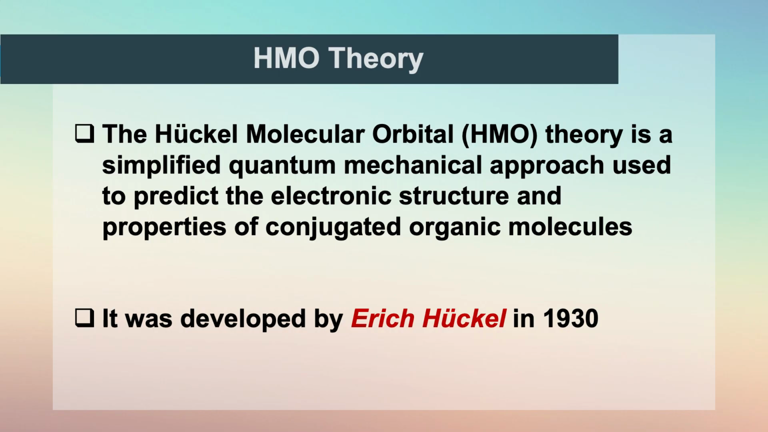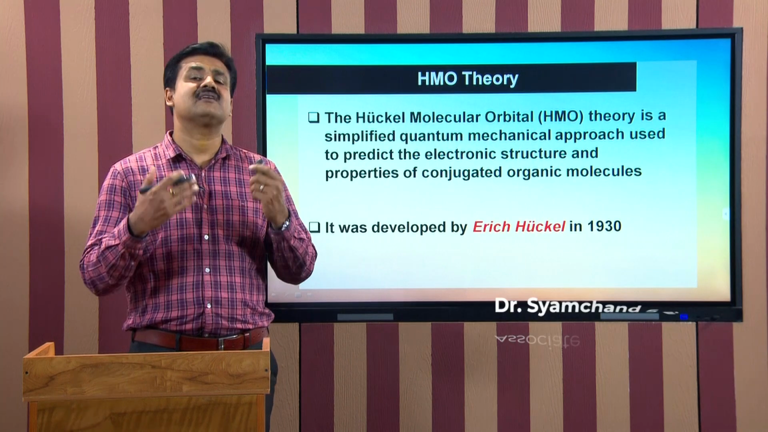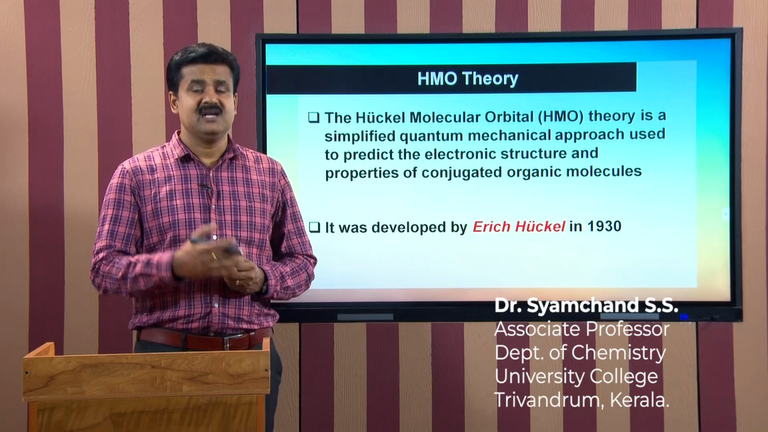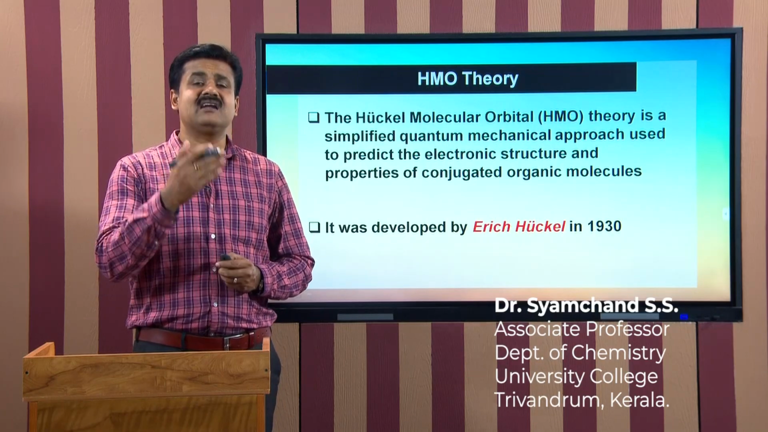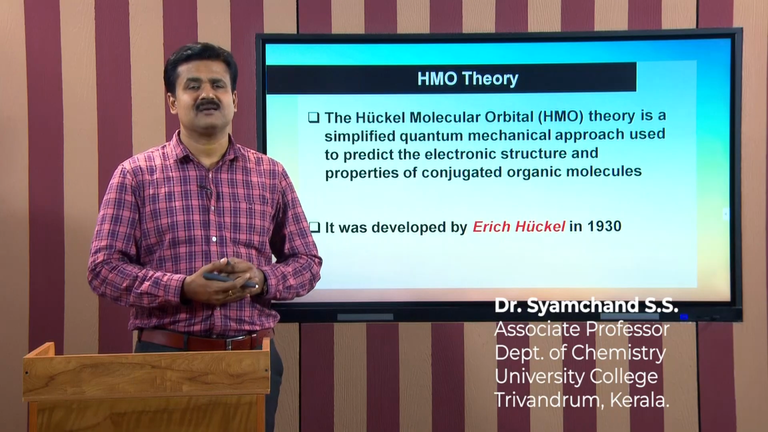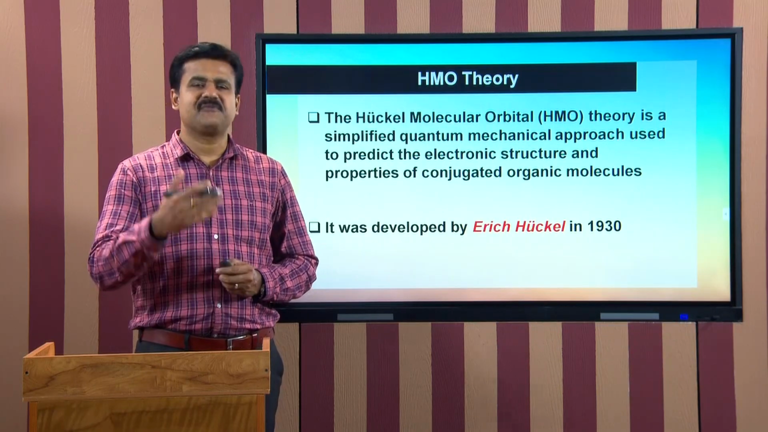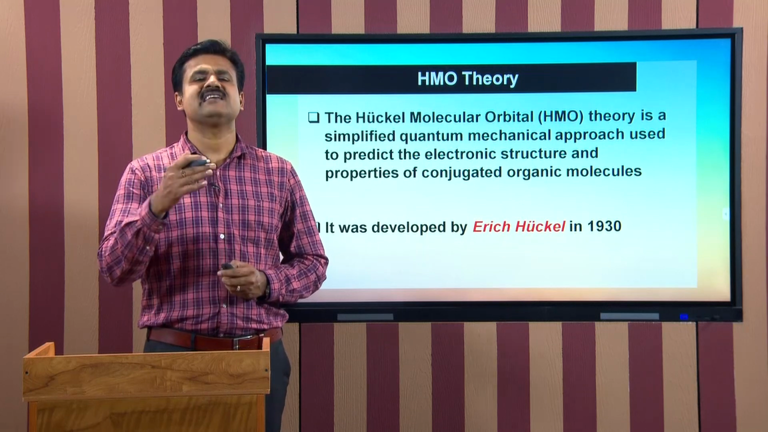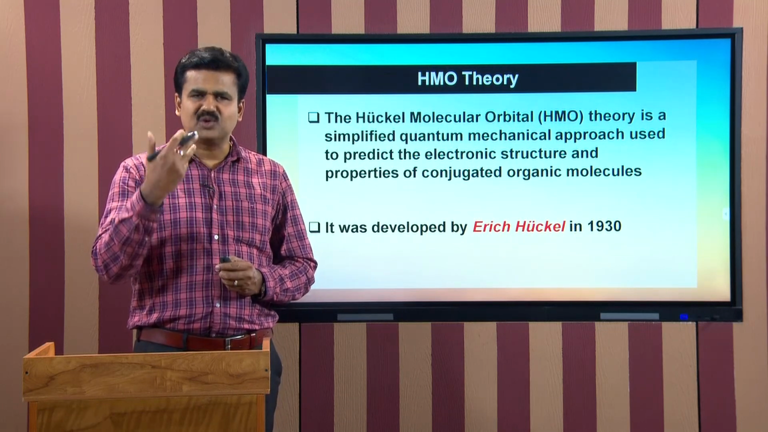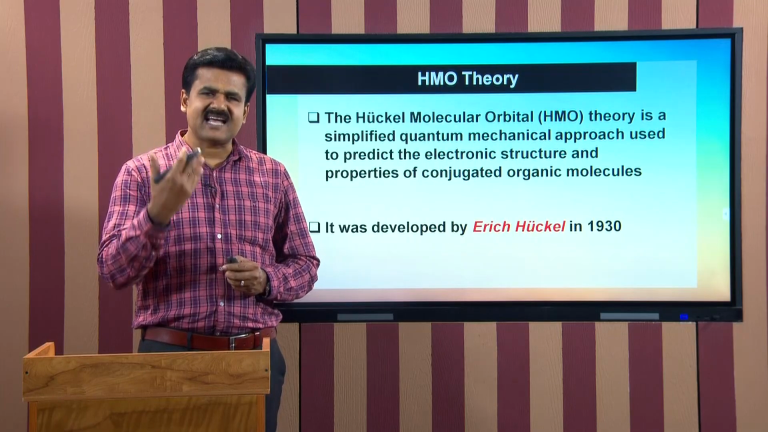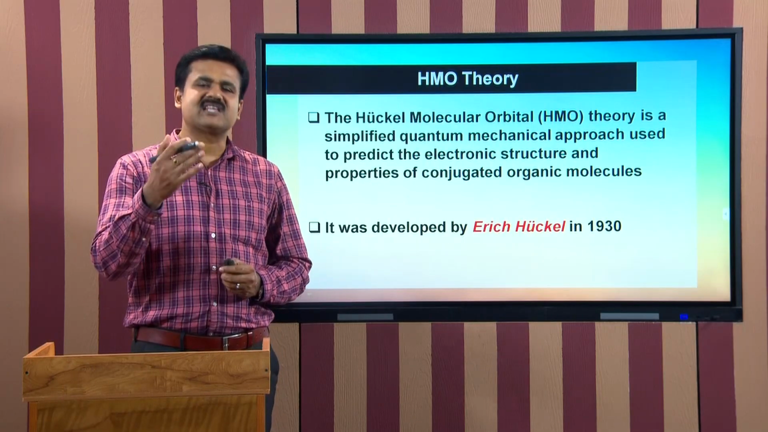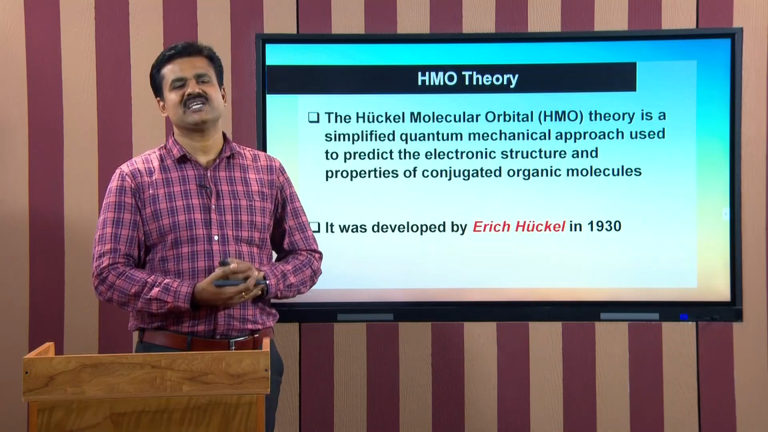The Huckel molecular orbital theory is a simplified quantum mechanical approach used to predict the electronic structure and properties of conjugated organic molecules. What are conjugated organic molecules? These are the molecules in which alternate single and double bonds are present. For example, 1,3-butadiene can be considered as a conjugated molecule. Benzene is a cyclic conjugated molecule. 1,3,5-hexatriene is another conjugated molecule.